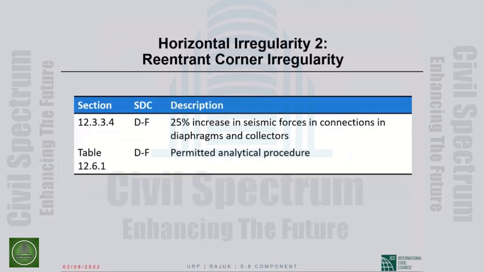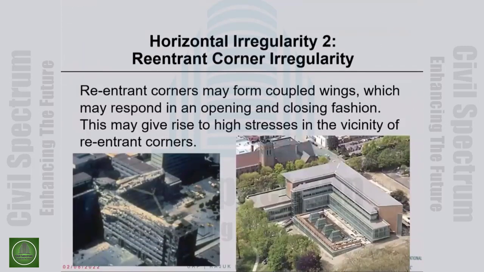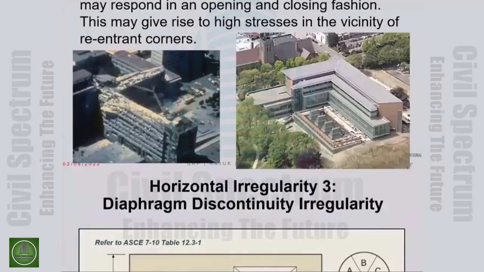The 25% increase in seismic forces in connections and diaphragms and permitted analytical procedure. If you have horizontal type 2, that is a bad irregularity, and you will have to do dynamic analysis even for shorter buildings. The re-entrant corner irregularity, why we are so careful with it, is re-entrant corners may form coupled wings which may respond in an opening and closing fashion. That is very easy to visualize. This may give rise to high stresses in the vicinity of the re-entrant corners.